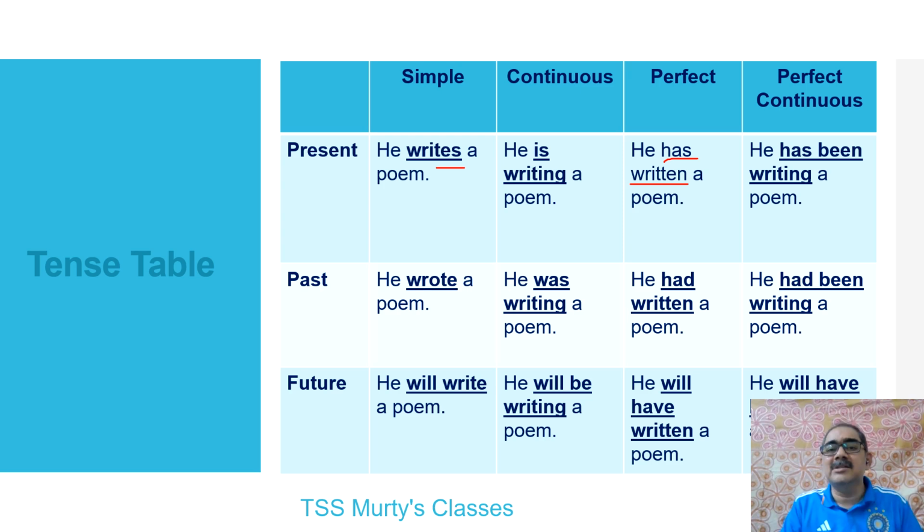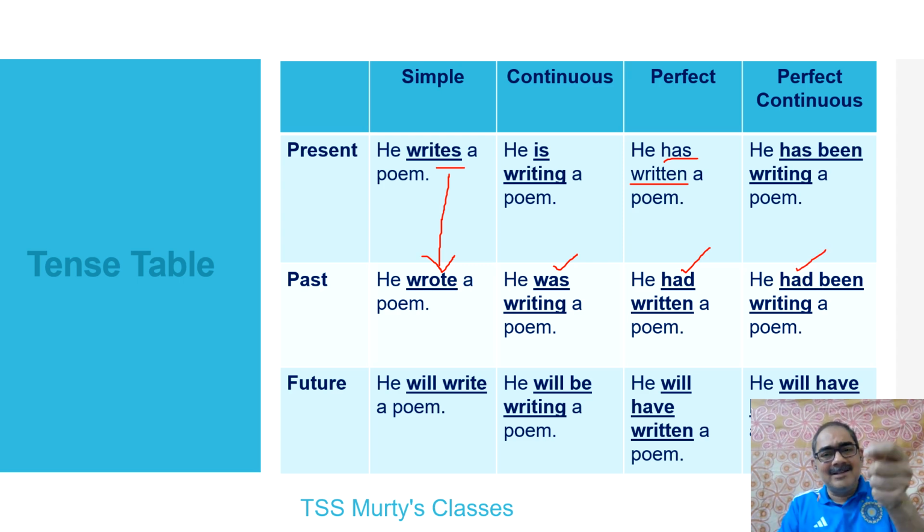Similarly, when you go to past, what exactly has happened here is, if you recall from the verbs video, writes is the present tense, its past tense is wrote. Is is present tense, its past tense is was. Has is present tense, its past tense is had. Similarly, had here as well. What exactly is happening here?